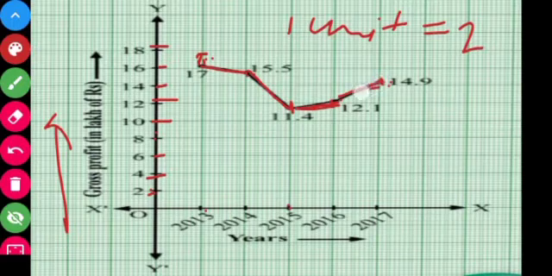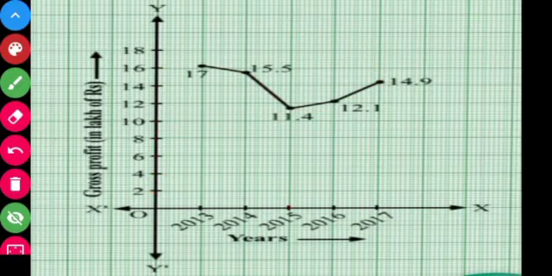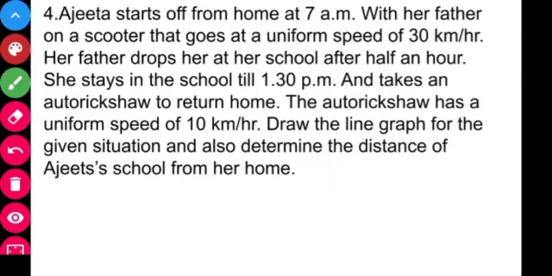So this is your required line graph. Understand? This is your required line graph. Clear? Now come to the next question. Question number 4 is given.